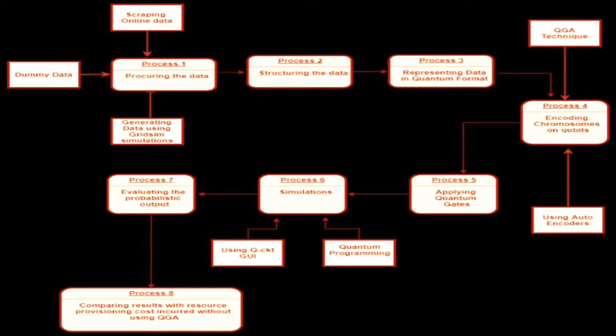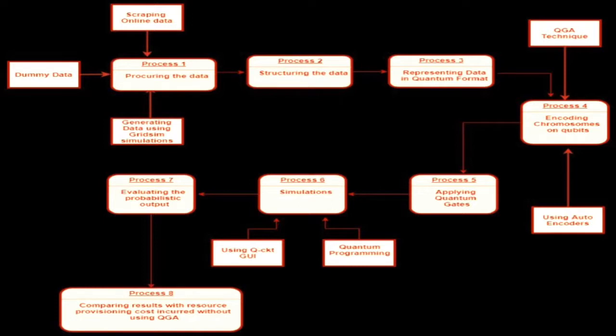Second is structuring the data. After that, representing the structured data in quantum format. The fourth process is encoding chromosomes on qubits. There are two ways to do it. One is using quantum genetic algorithm technique and the other one is by using autoencoders. The fifth process will be applying the quantum gates, and the sixth and important stage is simulations.